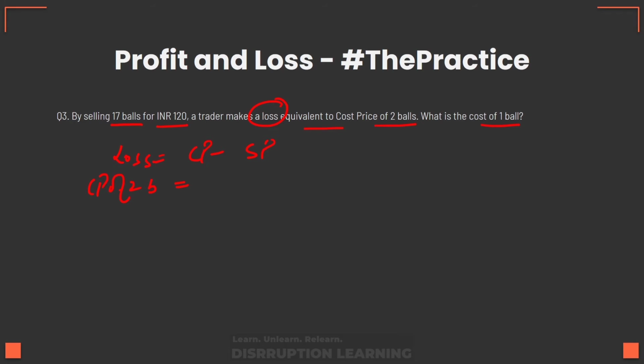Cost price must be cost price of 17 balls, right? Minus selling price of 17 balls, right? Let us understand this equation. A trader has sold 17 balls, right? And he has made a loss equivalent to the cost price of 2 balls. So CP of 17 balls minus SP of 17 balls is equal to CP of 2 balls, right?